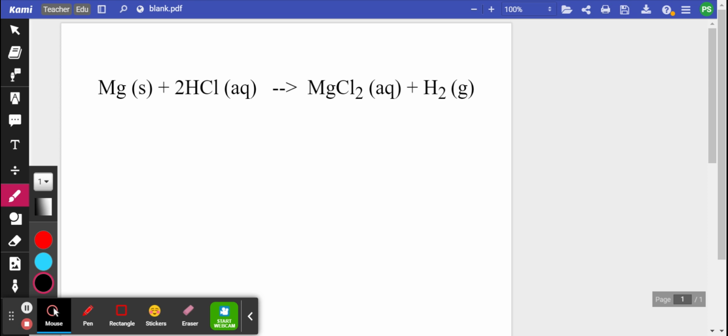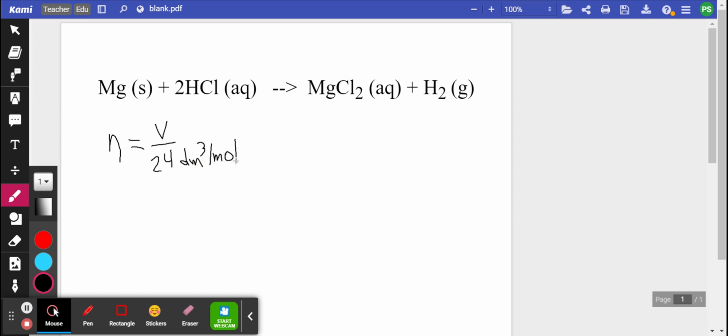Today's lesson is relevant both for iGCSE and IB chemistry. I'm going to be talking about how we're going to use the equation n equals v over 24. Now 24, the units for this are decimeters cubed per mole.